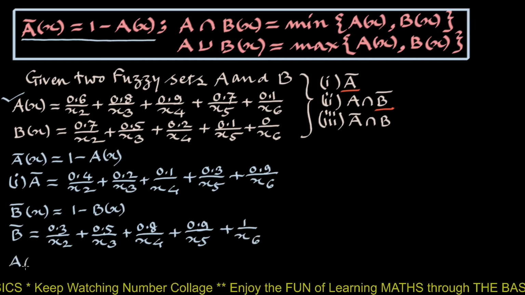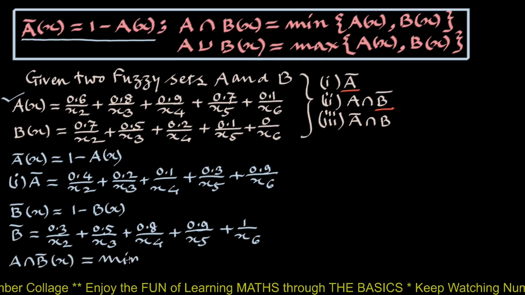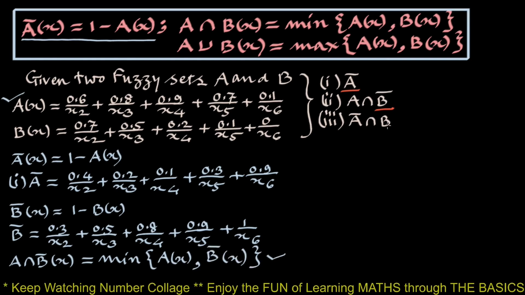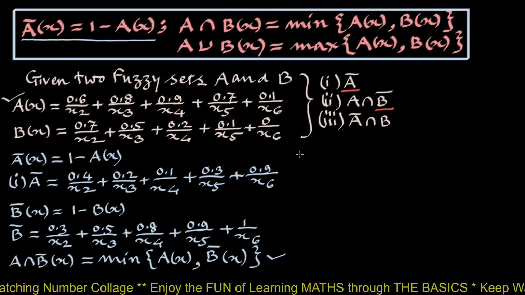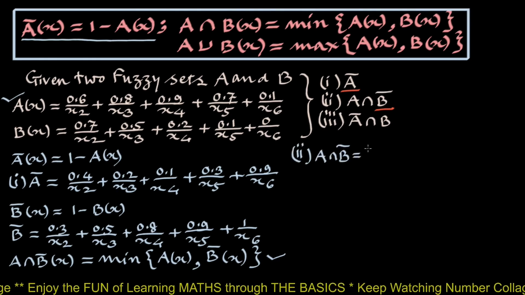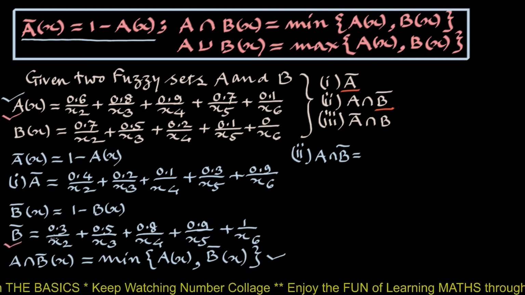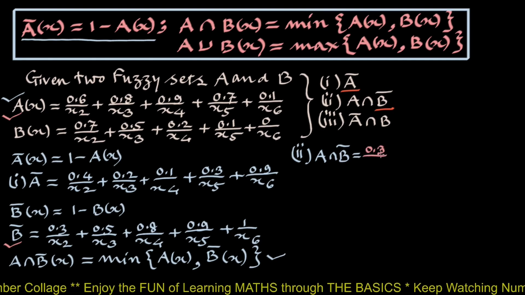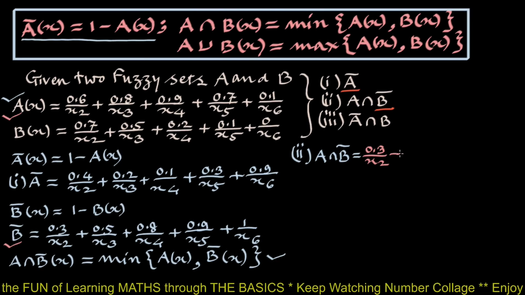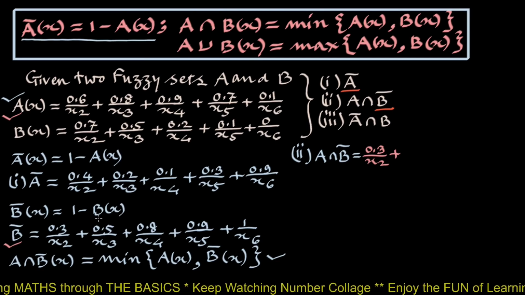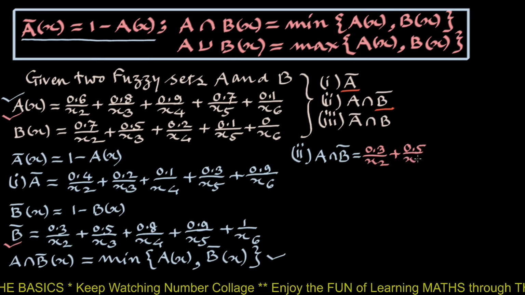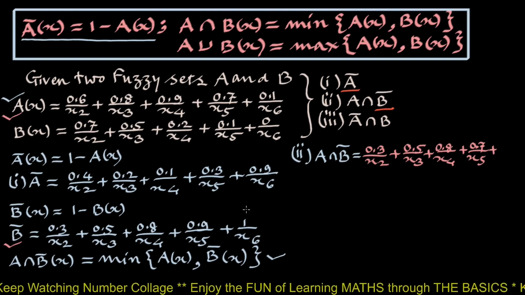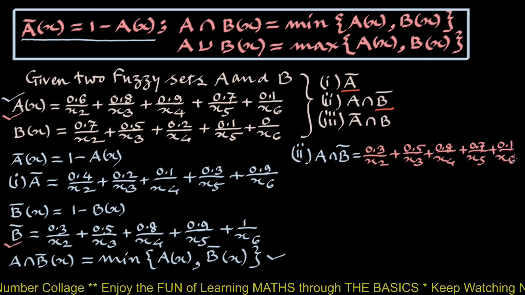Now we have A intersection B bar x equals minimum of A of x and B bar of x. From this we write the answer to the second question, A intersection B bar, as, from A x and this B bar, minimum of 0.6 and 0.3, 0.3 upon x2 plus minimum of 0.8 and 0.5, 0.5 upon x3 plus etc. plus minimum of 0.1 and 1, 0.1 upon x6.